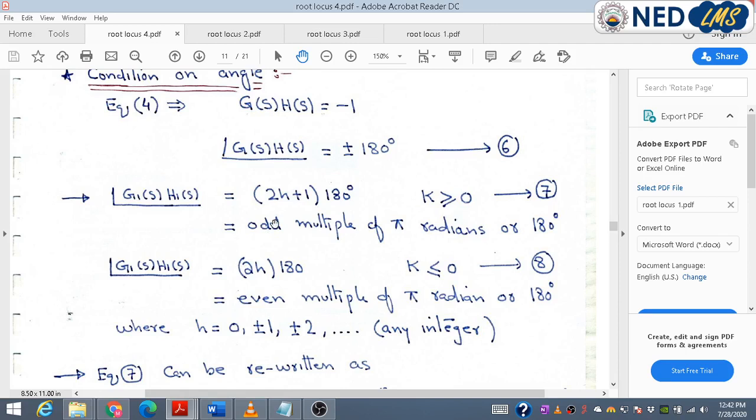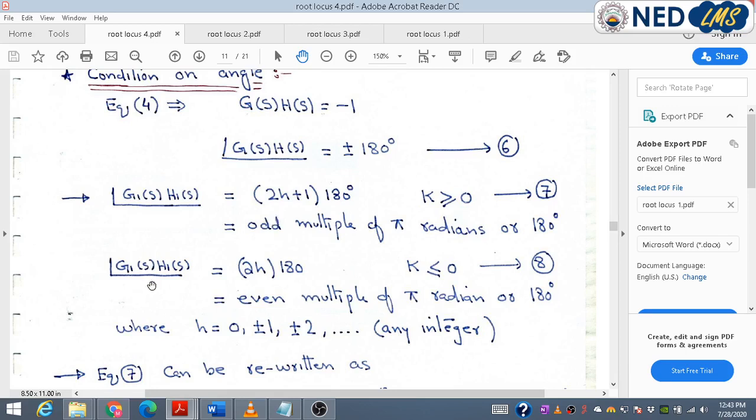What is the physical significance? If you have an angle of 180 degree, if h is 0, the angle is simply 180 degree. If the value of h is 1, it is 3 times 180 degree, which means you are measuring the same angle after its 360 degree rotation, so there is no change in the information.